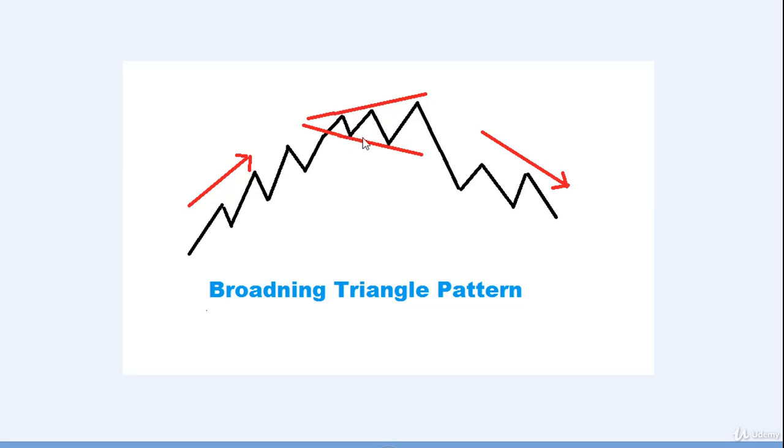The peaks are higher than the other and lows are lower than the other. When we get a breakout on lower trend line, we can make our short sell position with the stop loss at the top of this last peak.